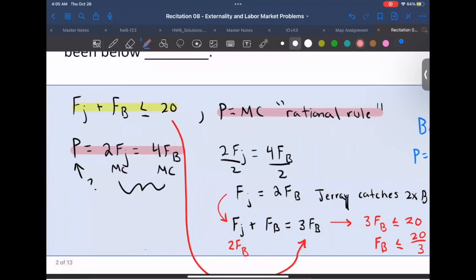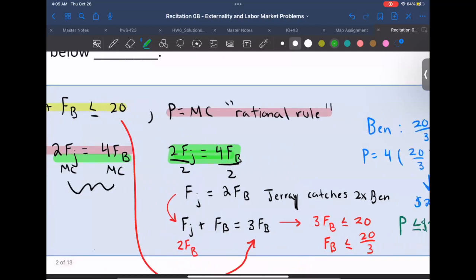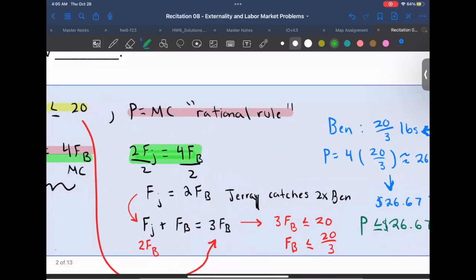After that, we solved the new equality that we have here by setting 2FJ equal to 4FB. We divide by 2, and we found that Jerry catches twice as many fish as Ben. Now that we have that, we can substitute 2FB for FJ, and that'll give us 3FB.